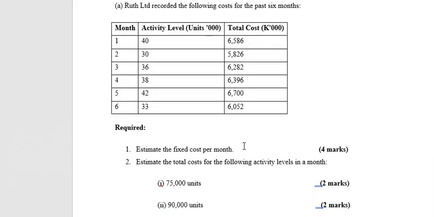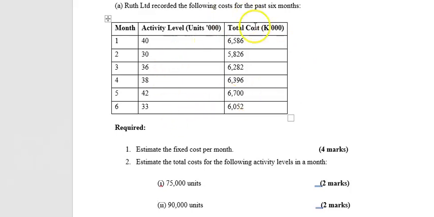High-low is a method that we use to estimate the cost by getting the highest cost and the lowest activity, and use these two to calculate the variable cost per unit. So first we establish the variable cost, then we go to the total cost, we remove the variable cost that we calculated, so the remaining part will be the fixed cost. So this is what we do.